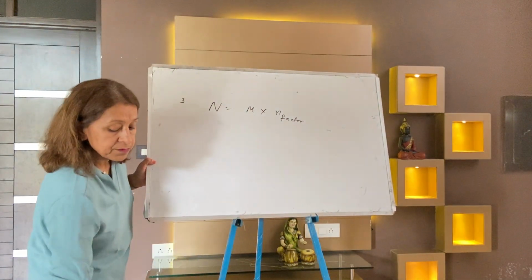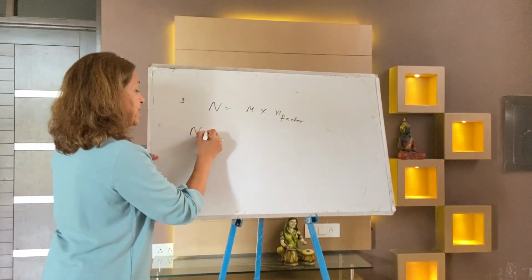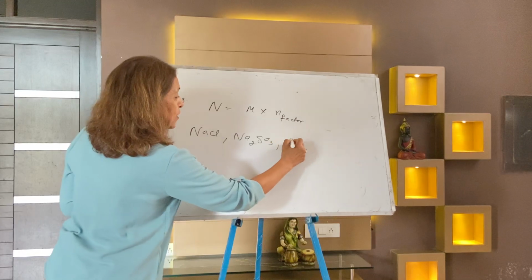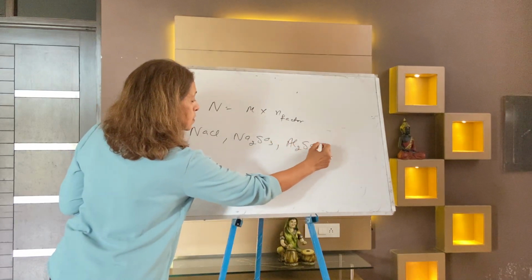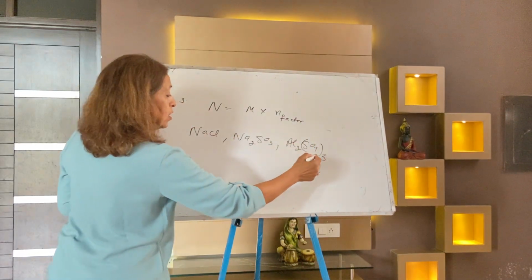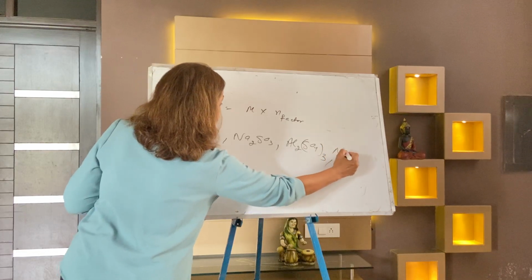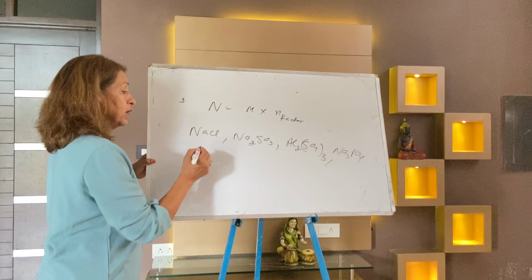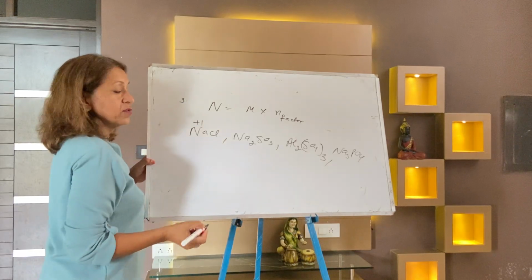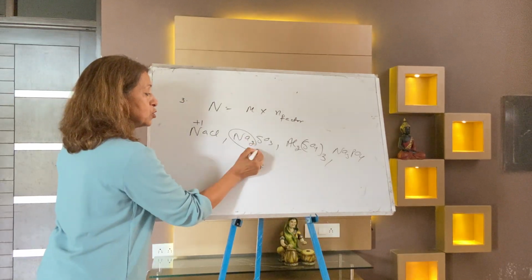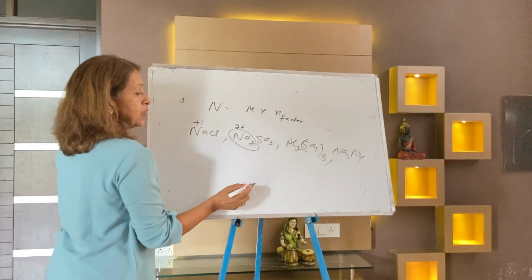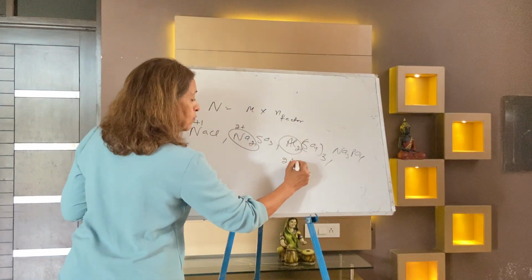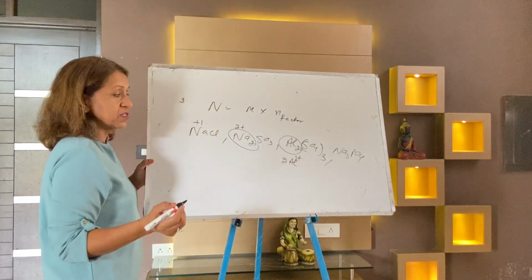Now salt. Whenever a salt comes, NaCl, Na2SO4, Al2(SO4)3, Na3PO4, what is the n factor? It is the charge on the metal. Na plus 1, charge on the metal only. It's 2 plus. It's 2 aluminium, 3 plus, that is 6 plus.